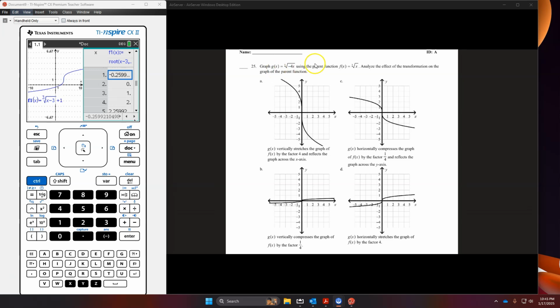Graph g of x using the parent function. Now, you see that negative in here? That's going to reflect over the y-axis. So in this case, B and D are incorrect. So now it's between A and C. The 4 is going to be a compression by a factor of 1/4. So horizontally compresses by a factor of 1/4. So your answer is C.